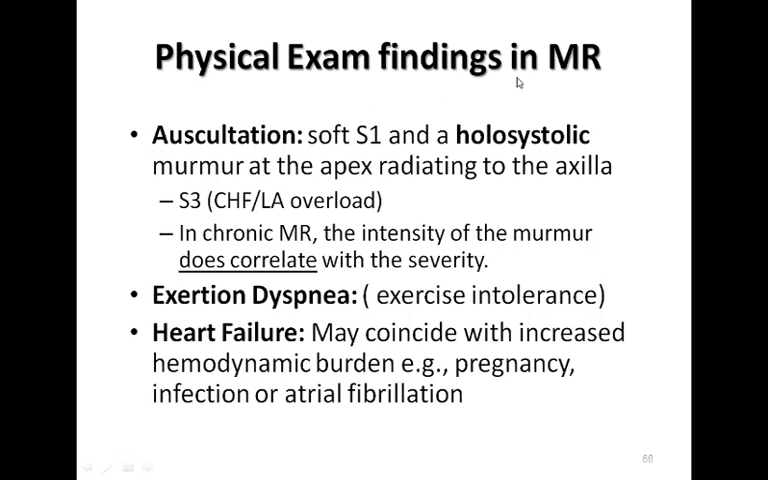What are the physical findings of mitral regurgitation? On auscultation, you may hear a soft first heart sound, then a holosystolic mitral regurgitation murmur at the apex, which commonly radiates to the axilla. You may hear a third heart sound, and in chronic mitral regurgitation, the intensity of the murmur does not correlate with the severity. The patient will experience exertional dyspnea, and may develop features of heart failure.